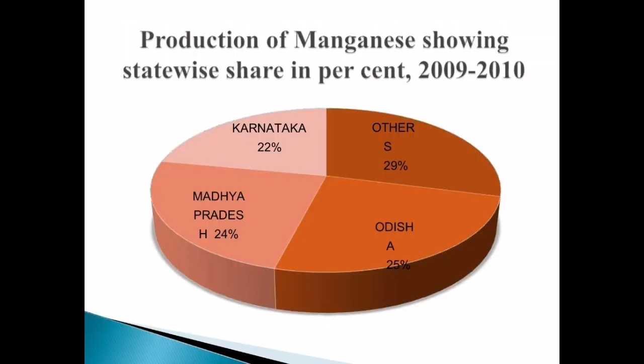Then the production of manganese looks like this. See, the production of manganese showing state-wise share in percent during 2009 to 2010. Here also Odisha is leading the production of manganese. Odisha produces 25% of the manganese, Madhya Pradesh 24%, Karnataka 22%, and the rest of the states 29% altogether.